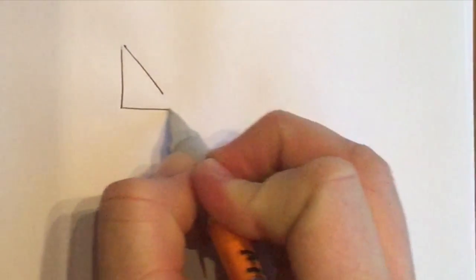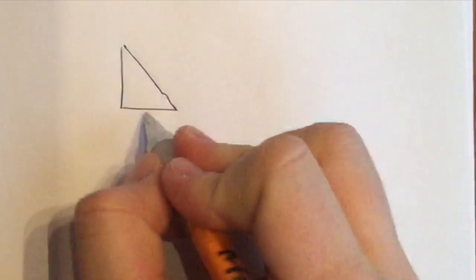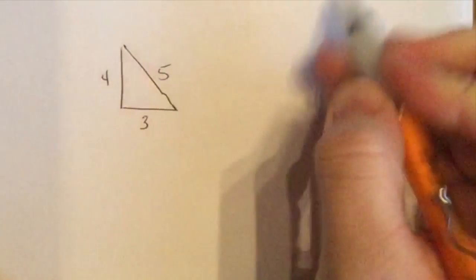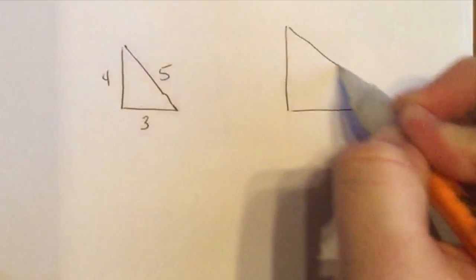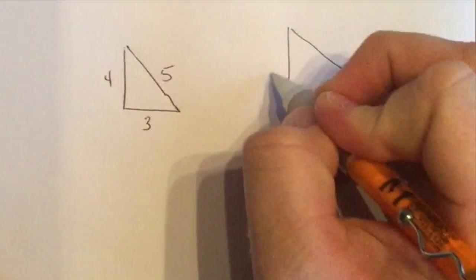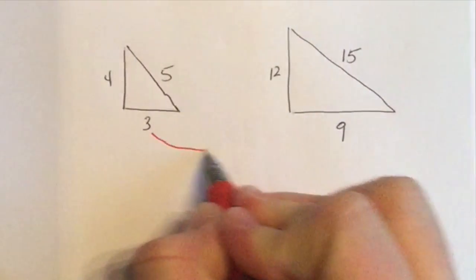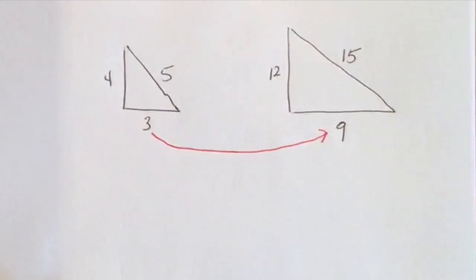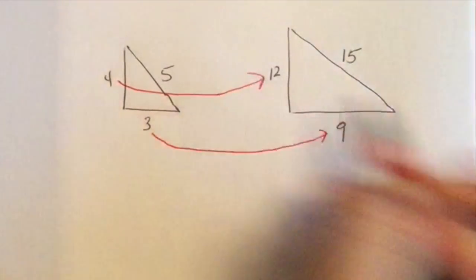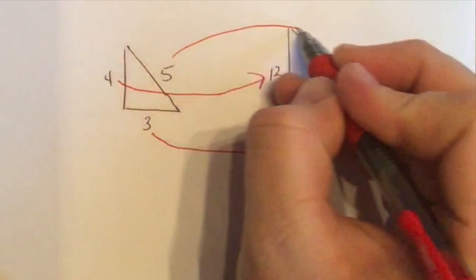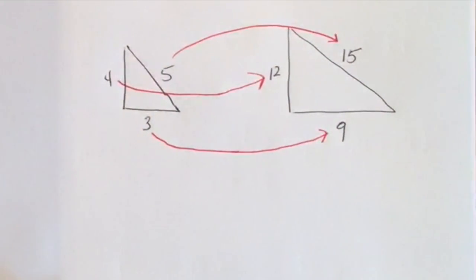So let's investigate these two methods very quickly. Let's look at scale factors first. I'll use triangles for my example. Let's say we had a triangle with side lengths of 3, 4, and 5, and another triangle with side lengths of 9, 12, and 15. I need to determine if these are similar. The first thing I would want to do is match up my corresponding sides. 3 and 9 are both the shortest side lengths, so they match up. 4 and 12 are the middle side lengths, so they match up. 5 and 15 are the longest side lengths, so they're going to match up.